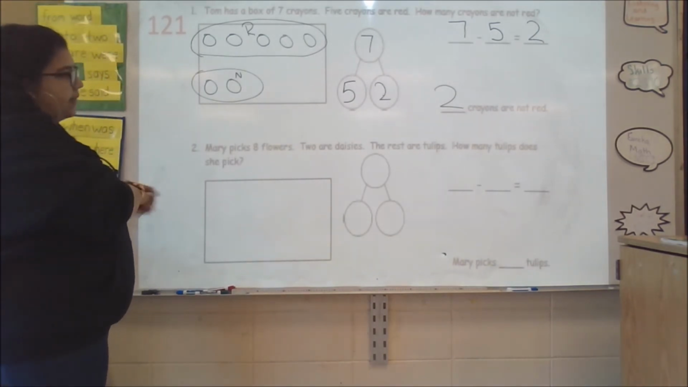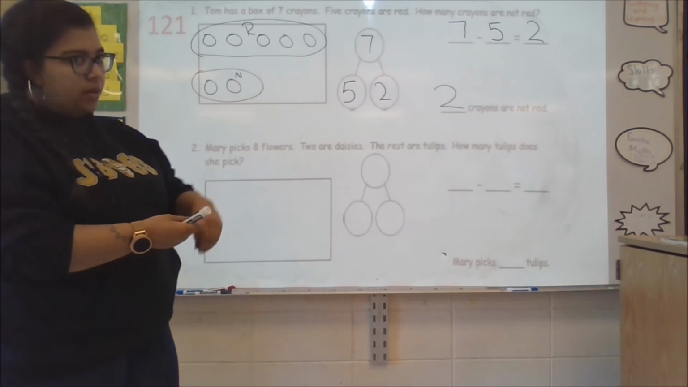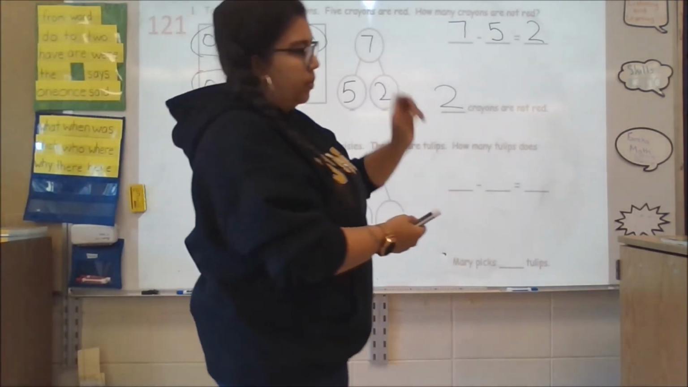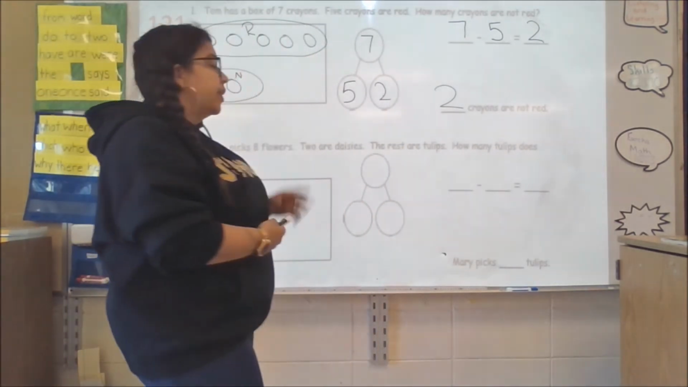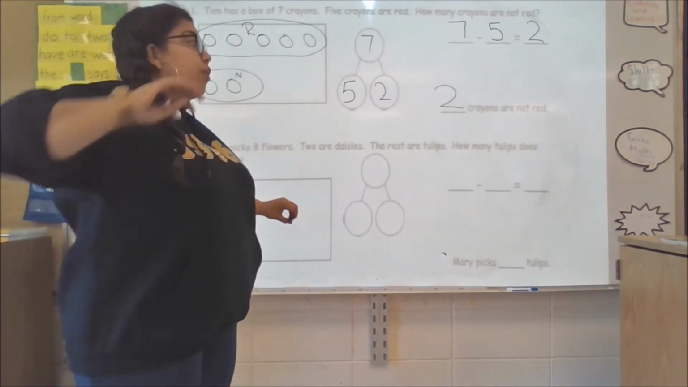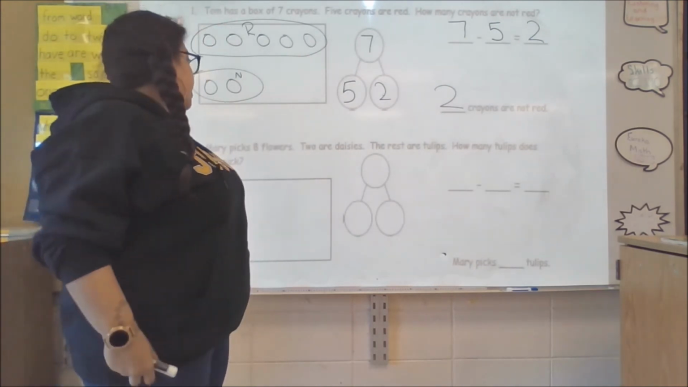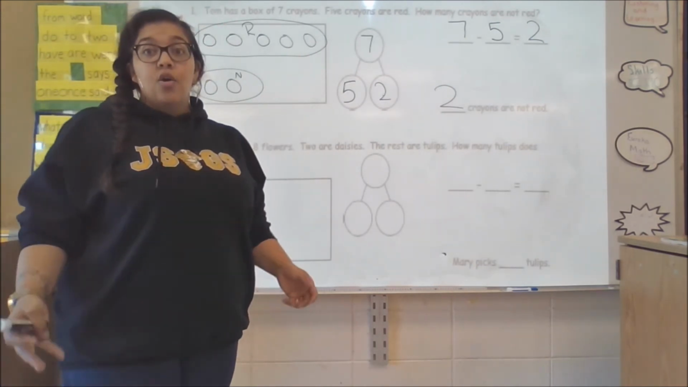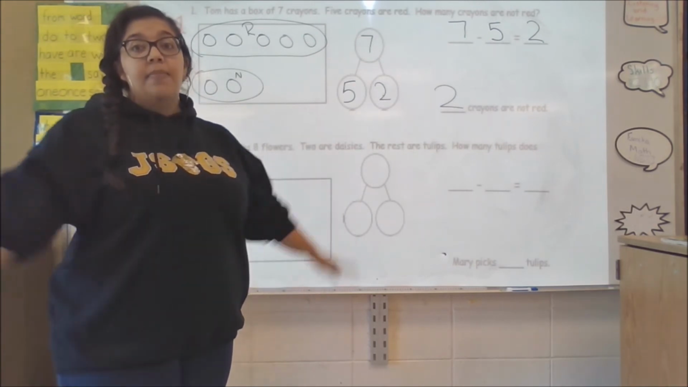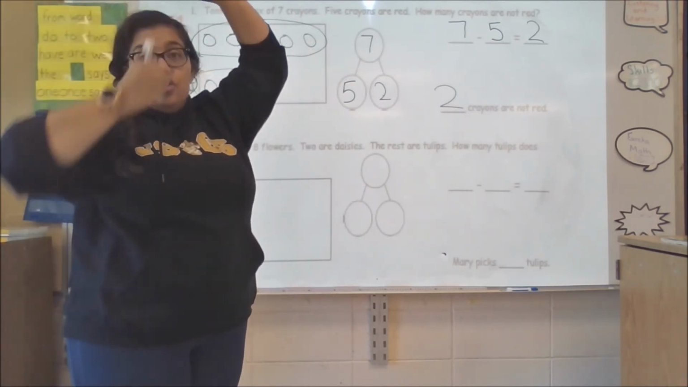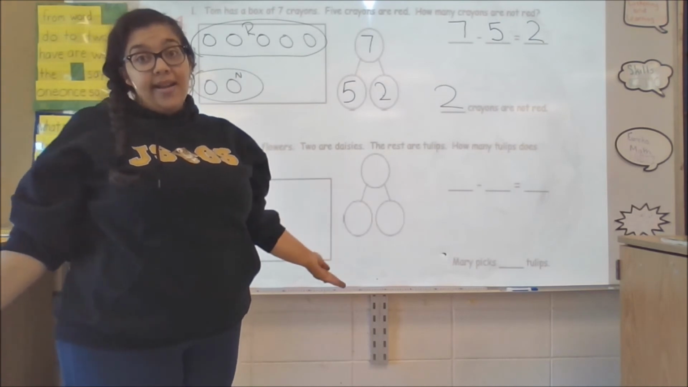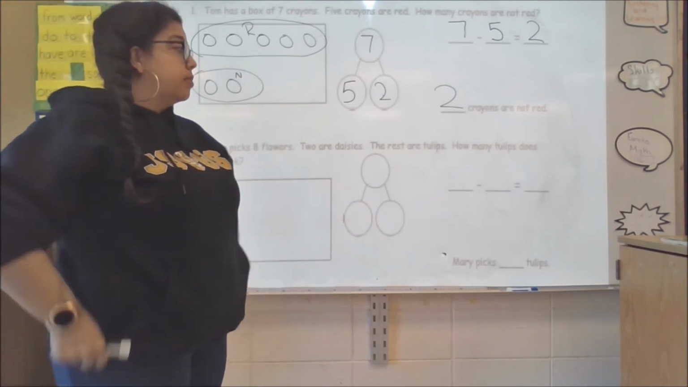Mary picks 8 flowers. 2 are daisies, that's 1 group. The rest are tulips. How many tulips does she pick? It has been communicated to us that Mary picks 8 flowers. 2 are daisies. The rest, the unknown, are the tulips.